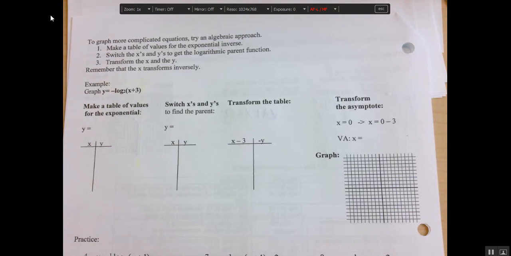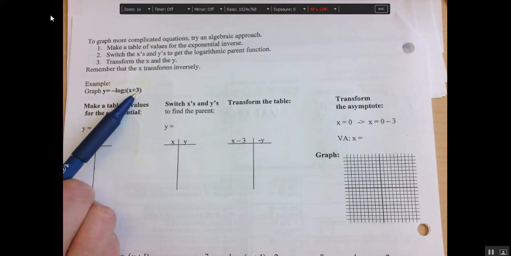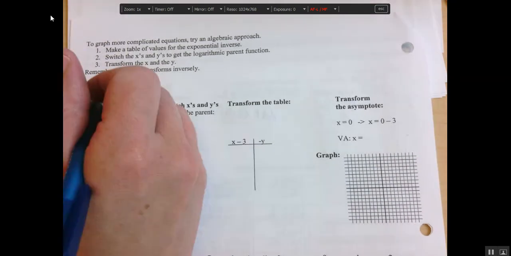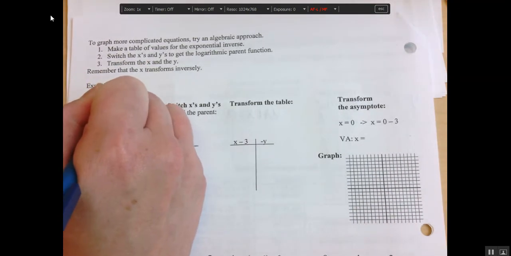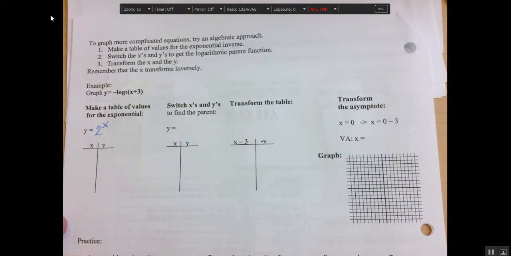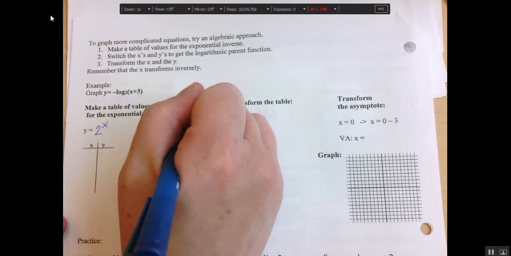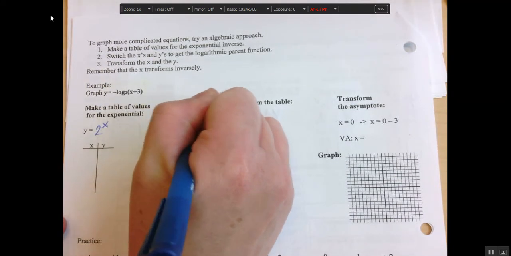All right, so now we have a logarithm with more than one transformation on it. You could actually have like 3 or 4 transformations on your logarithm, which would make this method even more helpful. But we're starting off with just a negative and an x plus 3. So we're going to start with the table of values for y equals 2 to the x. And then we're going to switch the x and y's for the log base 2 of x.